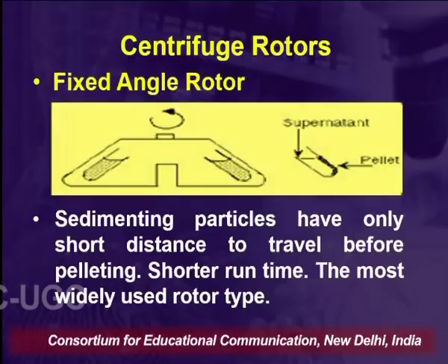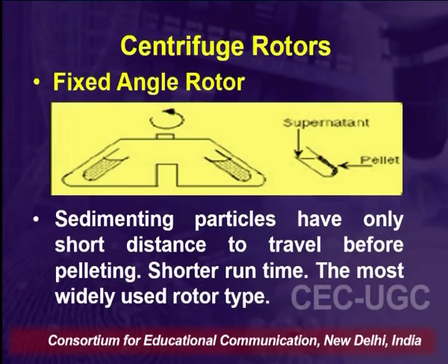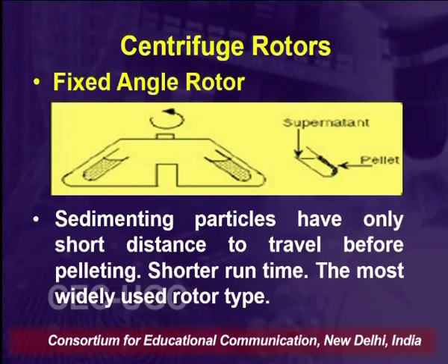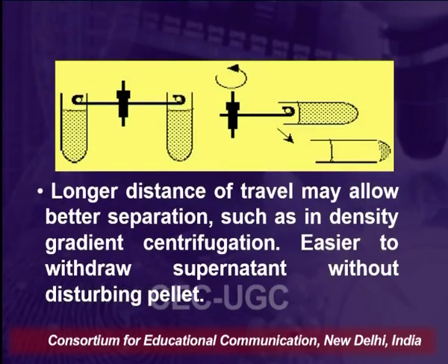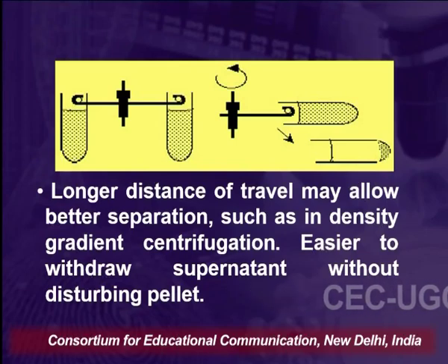Fixed angle rotors, as you can see in the image, are at a fixed angle of around 20 to 45 degrees. Sedimenting particles have only a short distance to travel before pelleting, so the run time is shorter, and it is the most widely used rotor type. In the swinging bucket, the longer distance of travel may allow better separation, and it is easier to withdraw the supernatant without disturbing the pellet. So, depending upon what kind of separation is required and what kind of material we have to extract or separate, we choose the rotor.